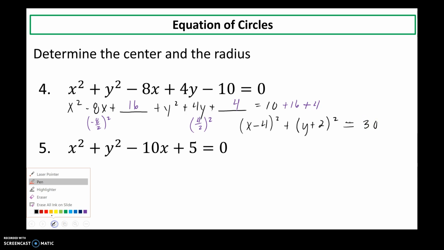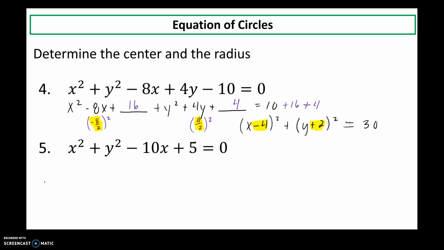Okay, so let's just go back again, rather. Negative 8 divided by 2 is negative 4. That's what I use to write the factored form. 4 divided by 2 is positive 2. Plus 2 is what I use there in order to write it in factored form.